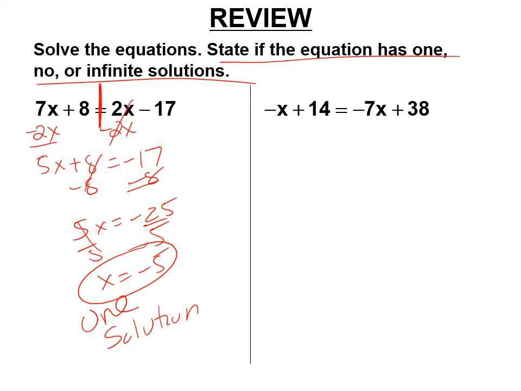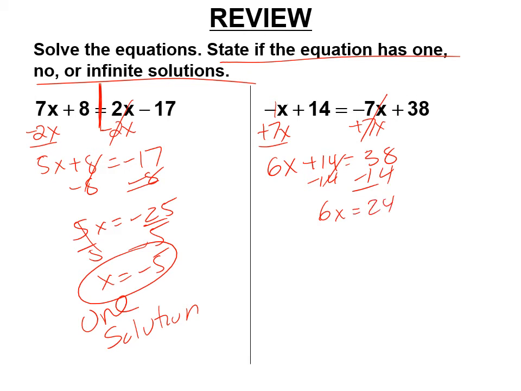Here, -7 is smaller than -1, so we're going to get rid of them. We add 7x to both sides. 6x, right, -1x plus 7x plus 14 equals 38. Subtract 14 from both sides. 6x equals 24. Divide by 6. X equals 4. That's another one solution.